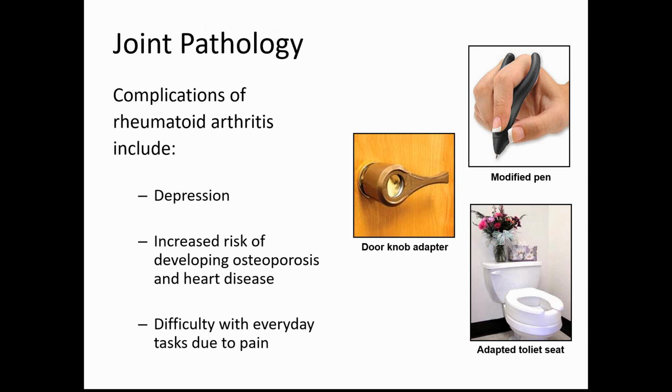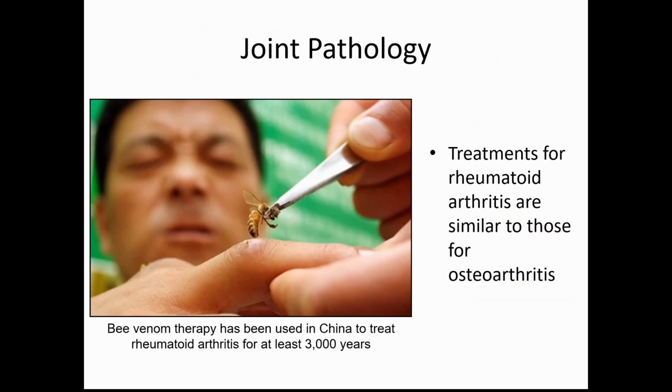There are adaptations that we can provide, putting handles on doorknobs, modifying pens or spoons, and even things like adapting toilet seats or bath stalls to allow for sufferers of severe RA to lead as normal a life as they can. Treatments for RA are similar to the treatments for osteoarthritis. Interestingly enough, bee venom has been used in China to treat rheumatoid arthritis for about 3,000 years. Obviously not the first choice if you're allergic to bees.